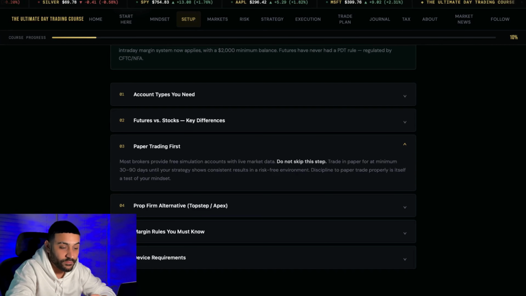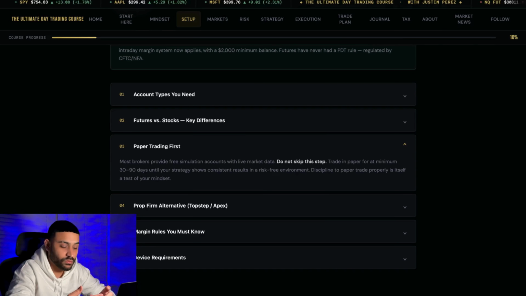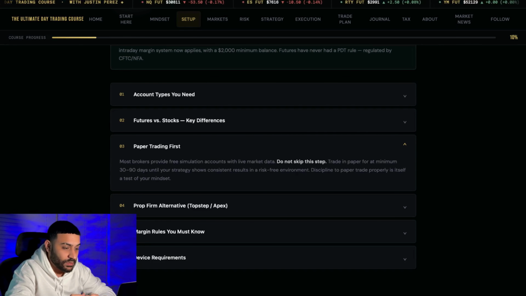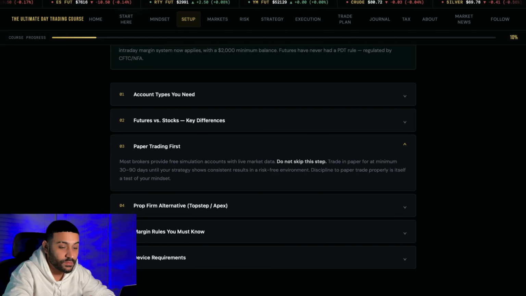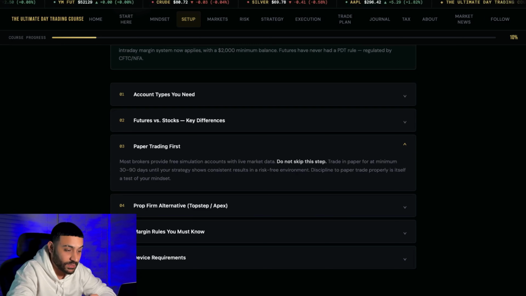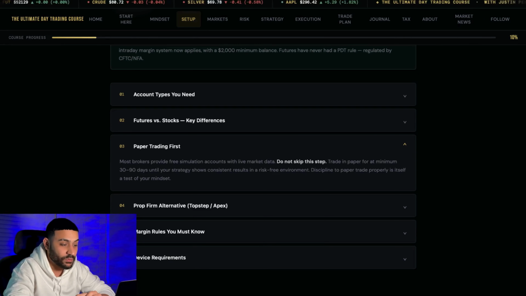And as I always say, guys, definitely start with paper trading first. Most brokers provide free simulation accounts with live market data, like Webull or TradingView, and even NinjaTrader has a demo. Do not skip this step, guys. Trade in paper for at minimum 30 to 90 days until your strategy shows consistent results in a risk-free environment. Discipline to paper trade properly is itself a test of your mindset.